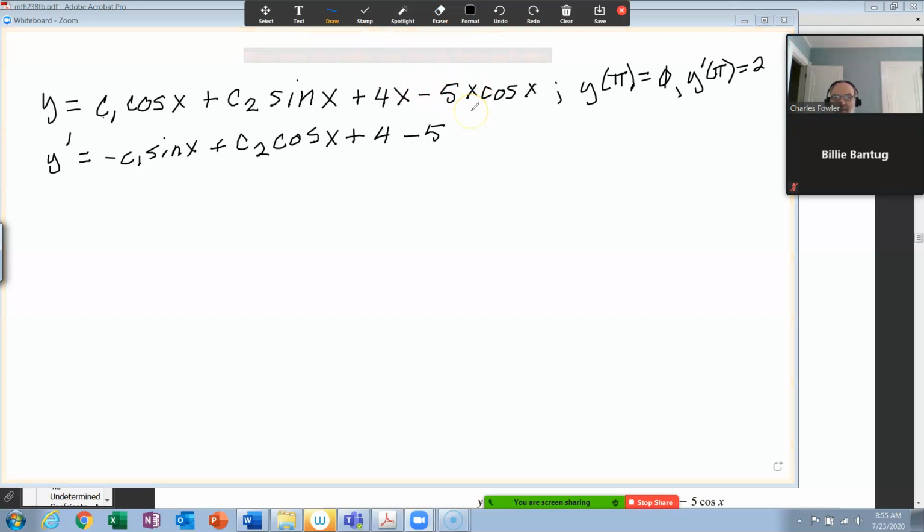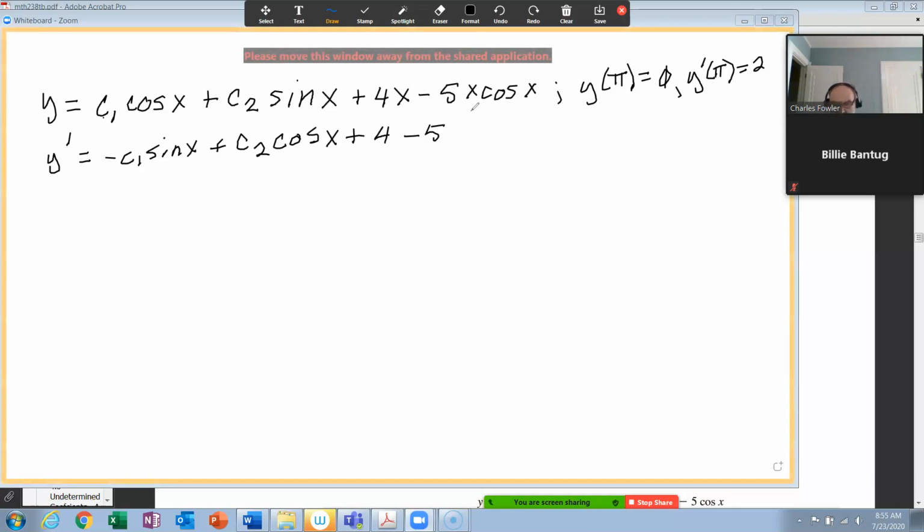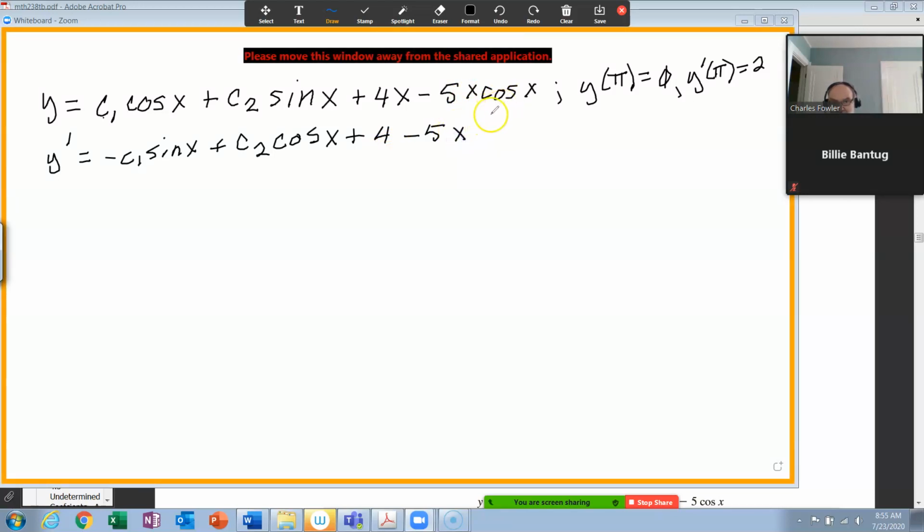Okay, here we have a product. We're taking a derivative of it, so we're going to use our product rule. I don't know how you like to do it, but usually it's the first times the derivative of the second. So that's going to be x times the derivative of cosine, which is minus sine, so this one's going to change to plus sine x.